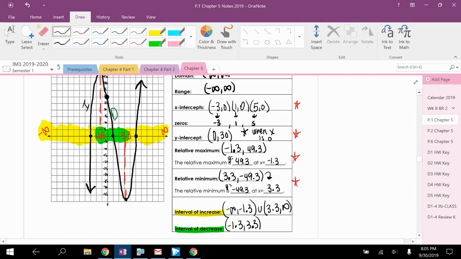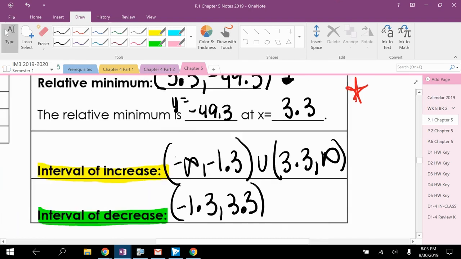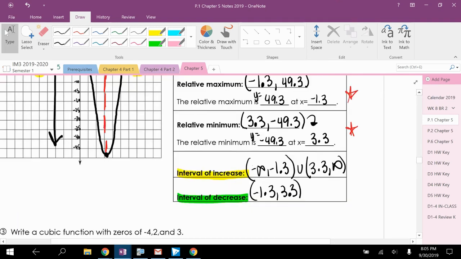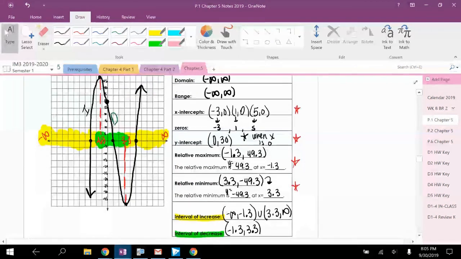Now again, where you stop is where you start. So you can kind of see here, I started at negative infinity, stopped at negative 1.3, and then I went from 1.3 to 3.3. And where I stopped at 3.3, I started my next interval at 3.3, and I went on forever to infinity. Okay, so it represents all the possible x values on the graph here.